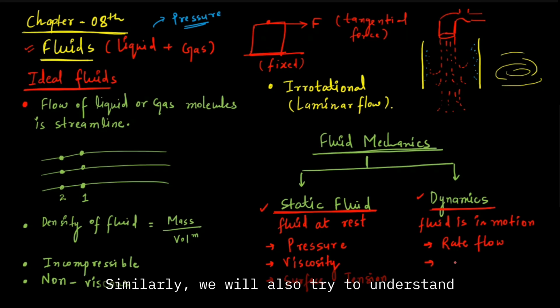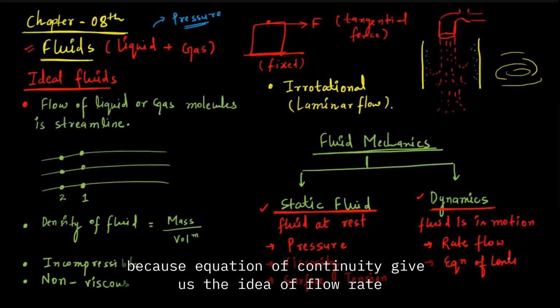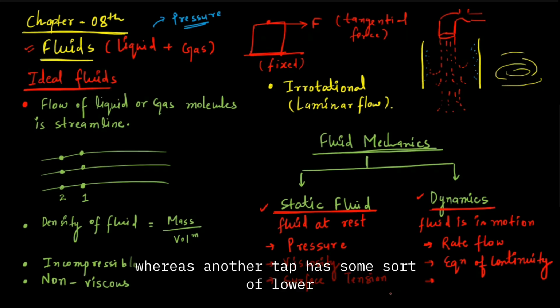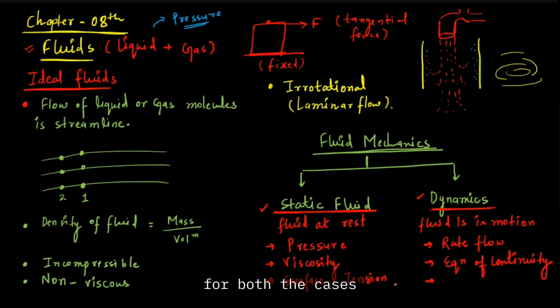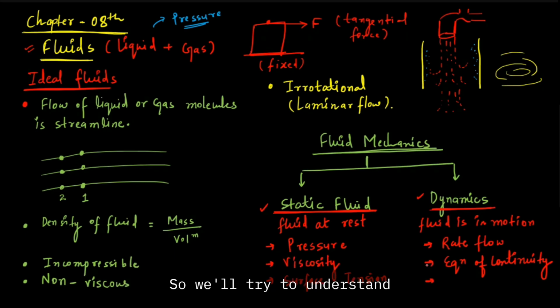Similarly, we will also try to understand what the equation of continuity is, because the equation of continuity gives us the idea of flow rate, or rate of flow of liquid. For example, if there are two taps, one tap has the capability to exert water with greater force, whereas another tap has a lower capability to do that. So the flow rate is again going to be different for both the cases. Similarly, the capability of releasing water in a given time is also going to be different in two different taps. So we'll try to understand what exactly it is.